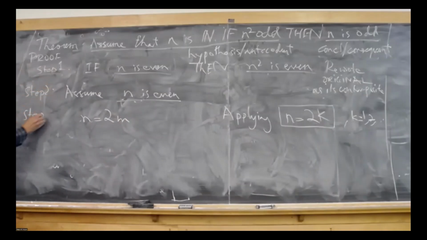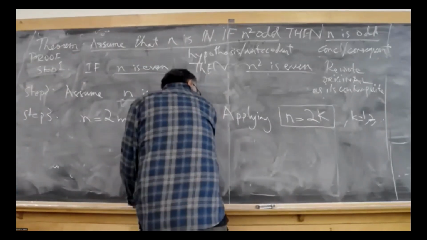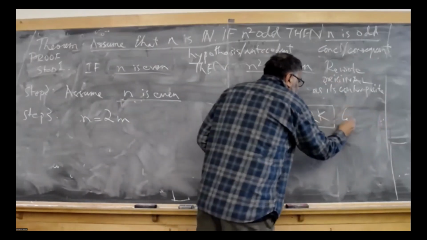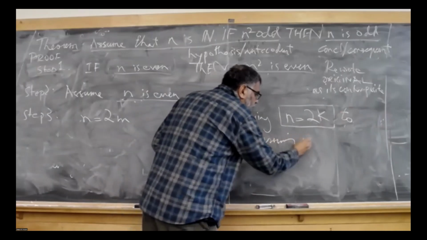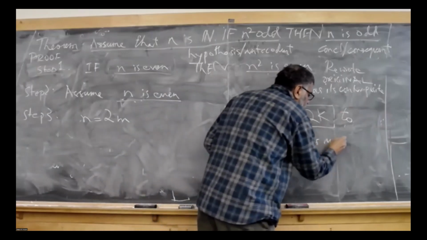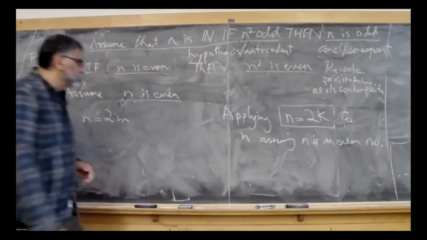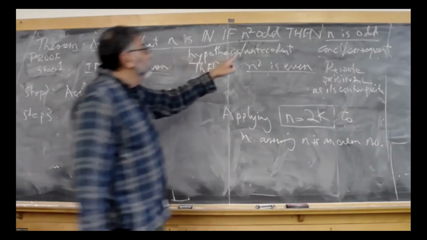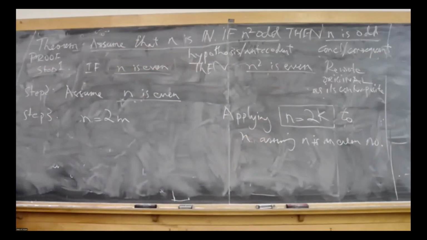Step 3. And what happened in step 3? We are applying the form, applying this to n, assuming n is an even number. So now by step 3, we have this thing going for us. And where do we want to go? We want to go to n squared is even. So what's the next step?